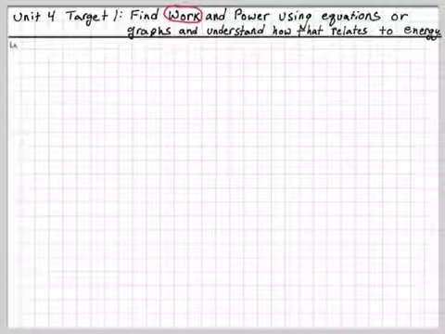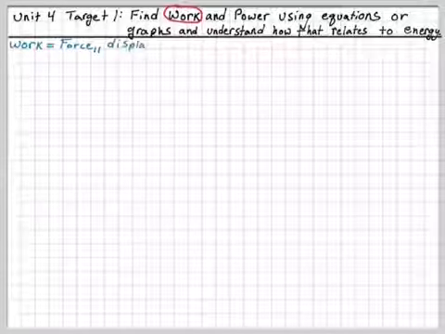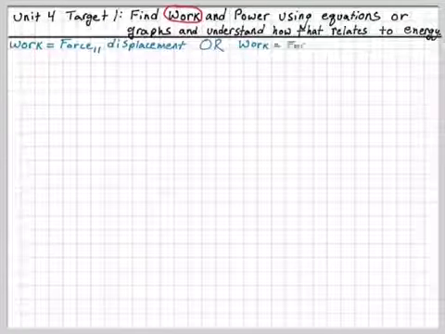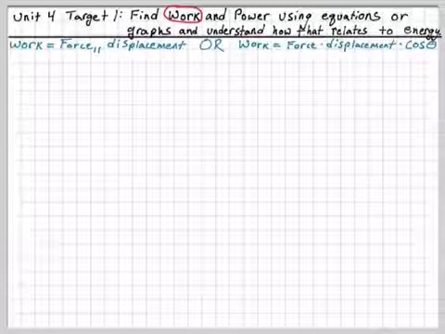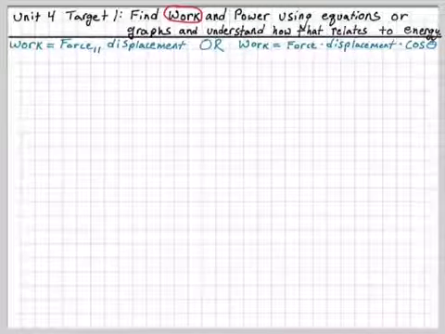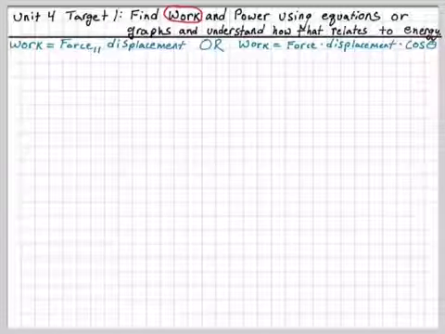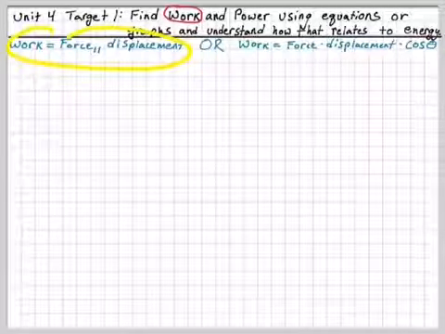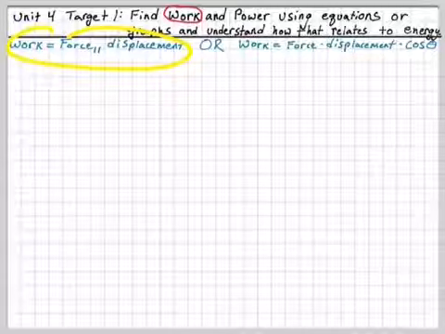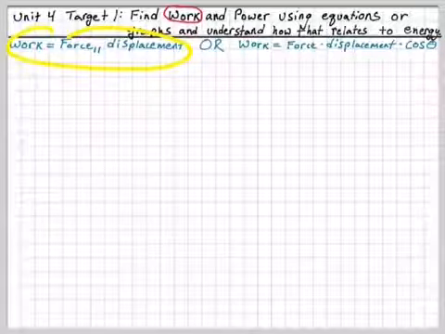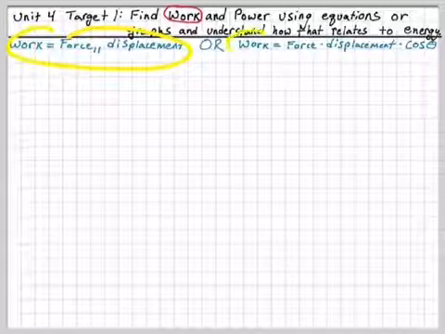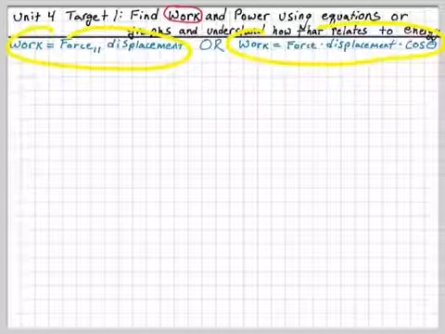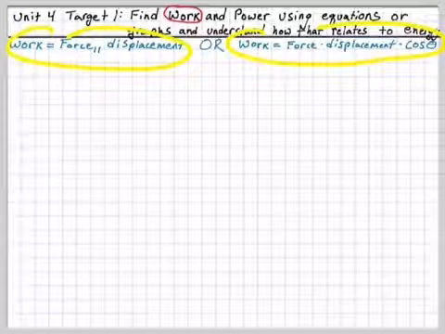In order to do that, the first thing we should do is talk a little bit about what equations we can use to find work. There really are two equations that we can use to find work. They look very similar, but there are some slight differences. For example, in this first equation over here, we've got the equation that work equals force parallel to displacement. And in our other equation over here, we've got the equation that work equals force times displacement times cosine theta.